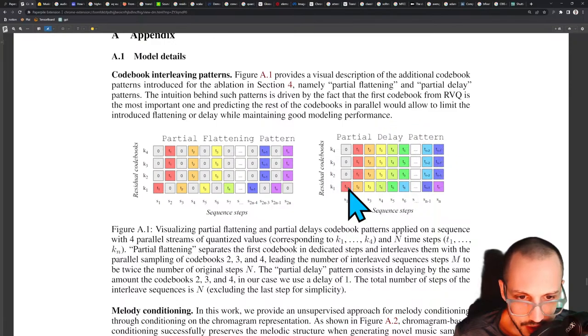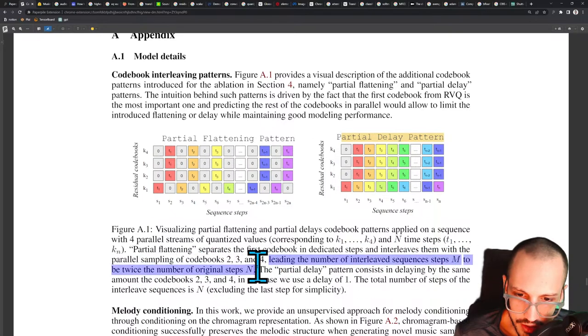Partial delay pattern. So here you only predict the first one, and then you predict this like shift. So basically the ones that matter less, 2 through 4, are shifted by 1. This is kind of like this alternating where you're predicting the first one, then the next three, then the second one, then the next three, then this one's going to be way faster. You see how much more compressed it is? Partial flattening interleaves them with a parallel sampling, leading the number of interleave sequence steps to be twice the original number of steps n. Yeah, so the problem here is that every single one of these steps is compute, right? So think of, here you have twice as many steps of compute, 2n versus n.